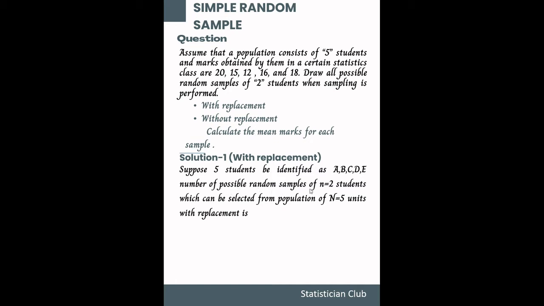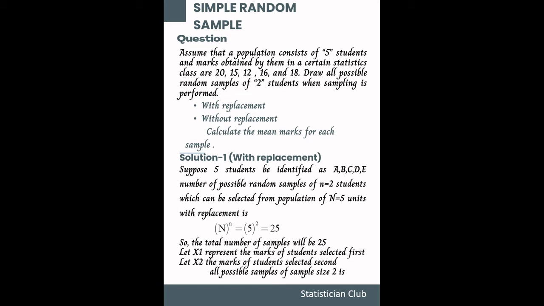The number of possible samples of small n equal to 2 students, which can be selected from a population of capital N, 5 students, with replacement. First we solve it with replacement. The formula to obtain the number of samples in simple random sampling with replacement is capital N power small n. Here capital N is 5 and small n is 2, so 5 power 2 is equal to 25. So we make 25 samples when we perform sampling with replacement.